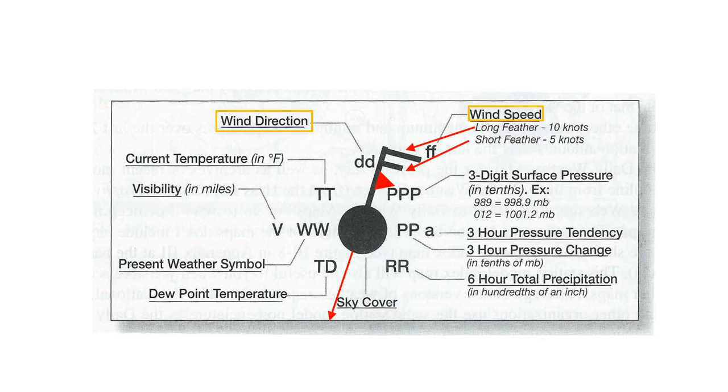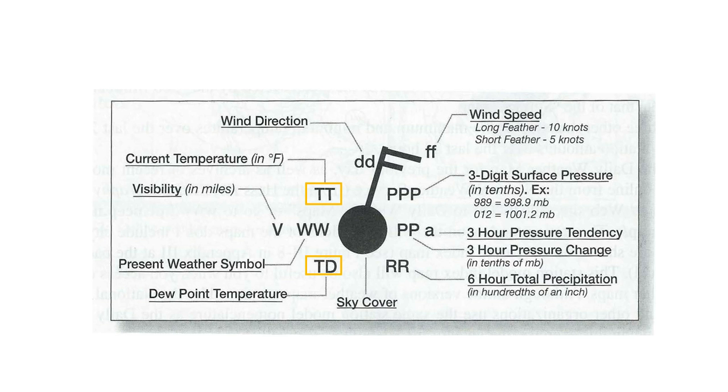Also found on the station model are indications of temperature, both current and dew point temperature. Current temperature is found to the upper left of the station model, while dew point temperature is found to the lower left. The difference between these two items is that current temperature indicates the current air temperature, while dew point temperature is the temperature that air must reach to have precipitation occur. When the current temperature and the dew point temperature reach the same number, you will have a 100% chance of some form of precipitation occurring.